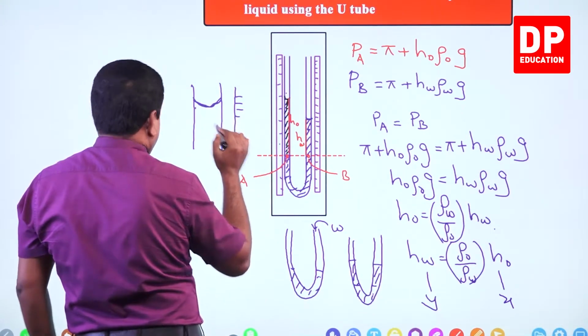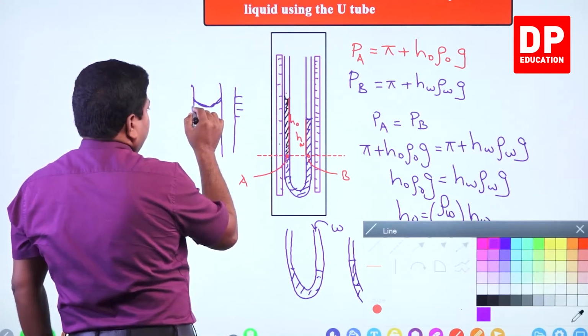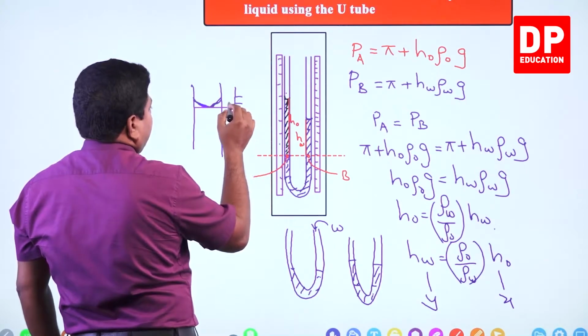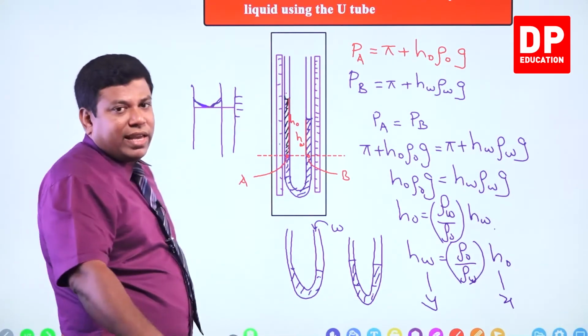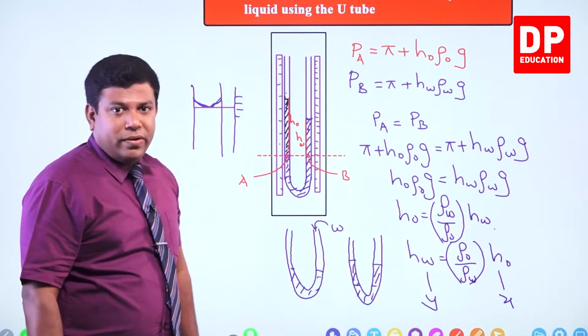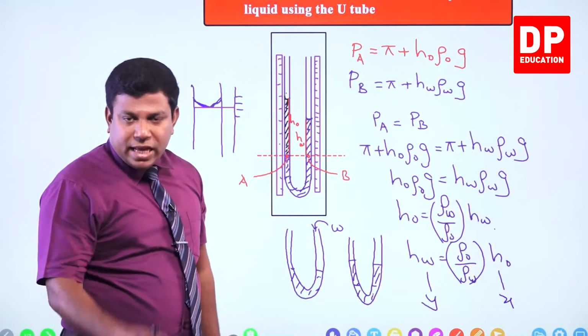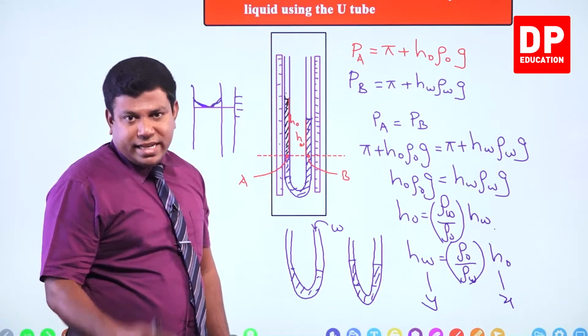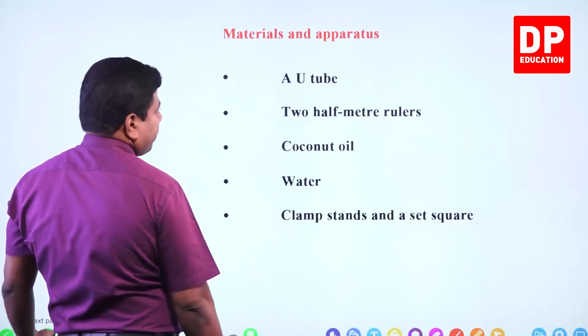One side of the set square will be kept like this, other side will be like this. So, we keep the set square like this and get the reading, so that we can get the exact reading, right. Understand, the meniscus lower point is what we take as a reading, and that also we keep a set square and get the reading. When I do the experiment, I will show you that. So, that is what the set square is for.